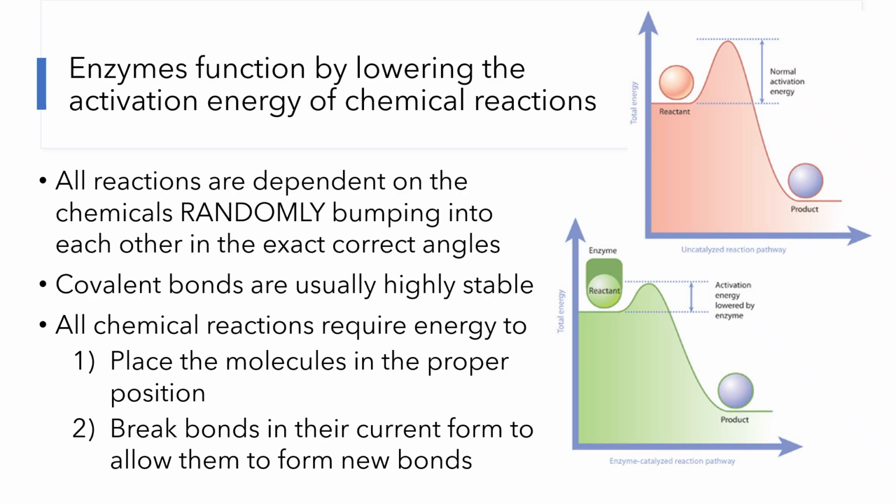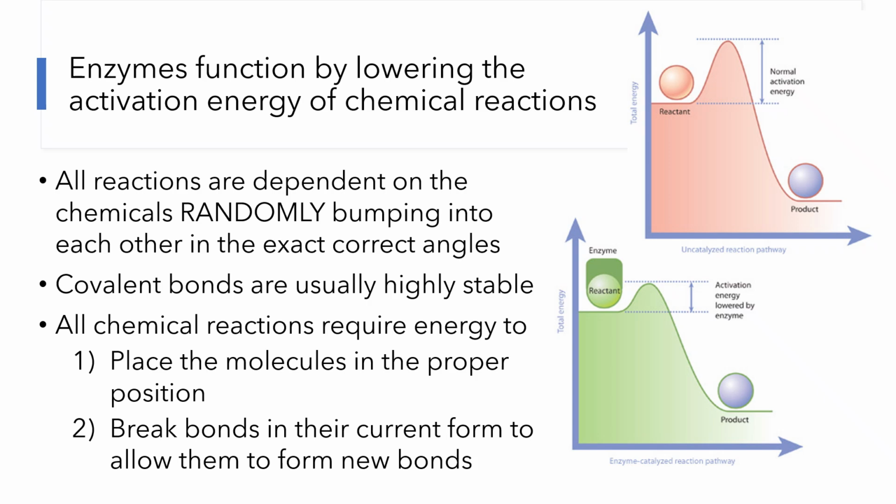So without an enzyme, we might have a high amount of energy, the activation energy that the reactants have to overcome for the reaction to occur. With the enzyme, we lower that amount of activation energy needed. How do they do this? Well, they place the molecules in the proper position. As I said, not only do the molecules have to interact with each other, they have to interact at just the right angle with just the right velocity. So in this case, the enzyme puts them into the correct place and also helps assist in the breakage of the bonds so that they can then create that chemical reaction.